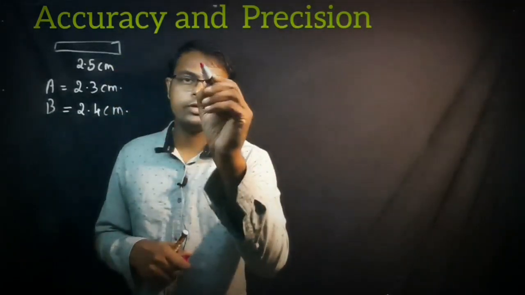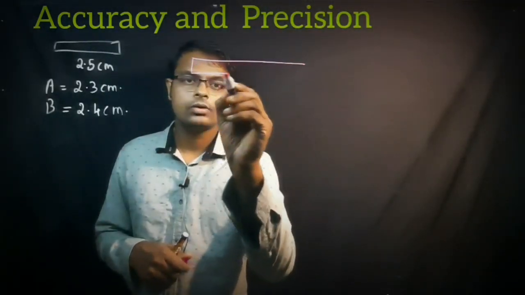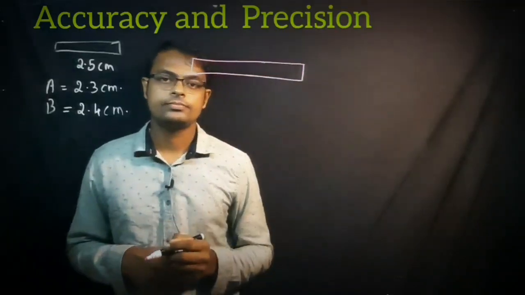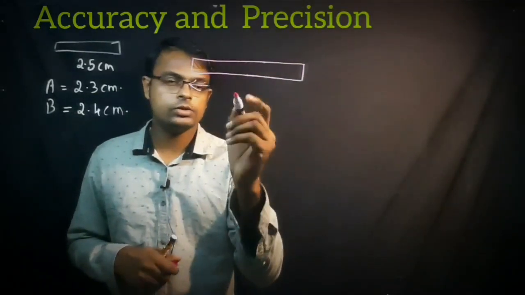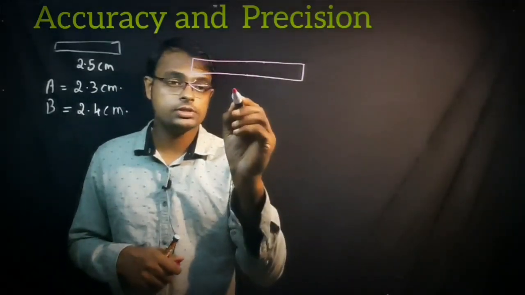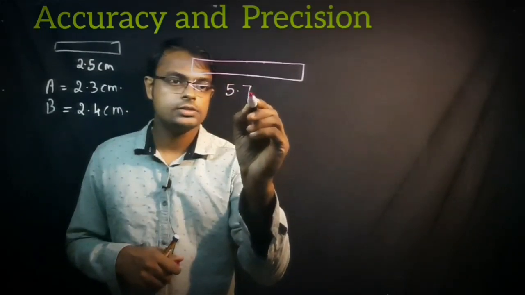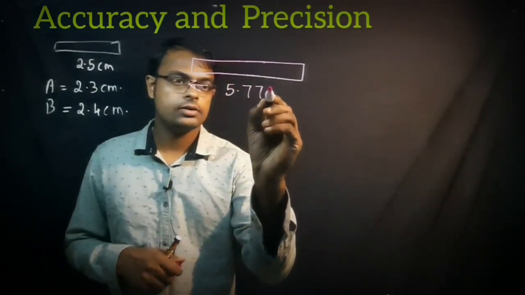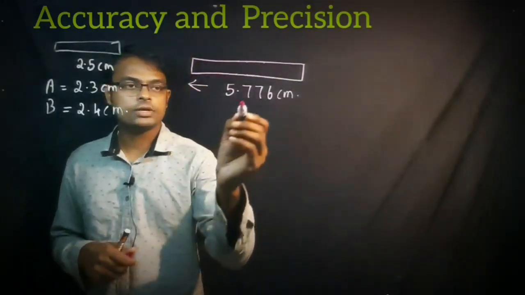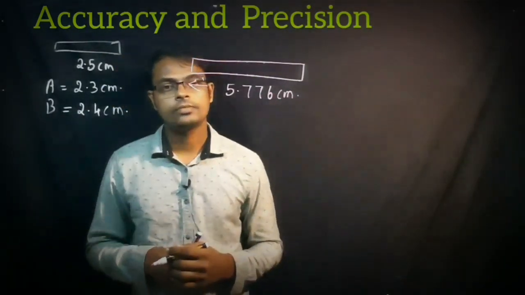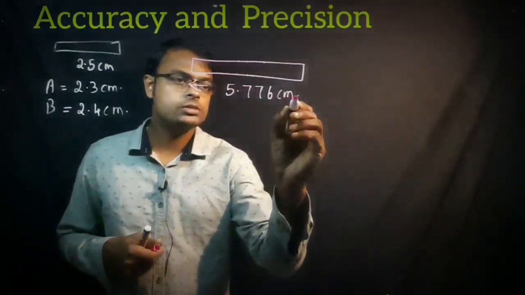Once again, the same type of example we can take. One object. The true value of the length of this object is given as maybe 5.776 centimeter. My question is here, how is this value measured?